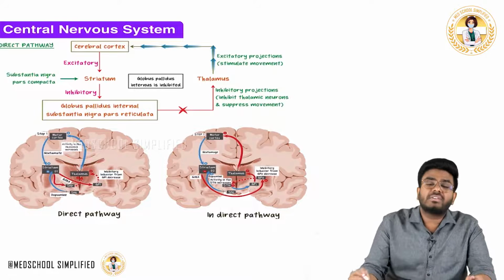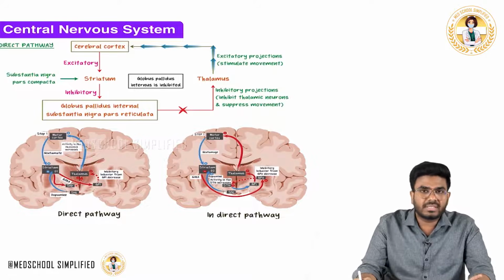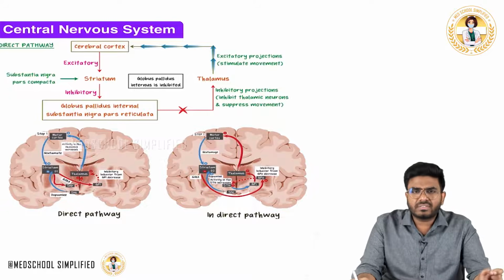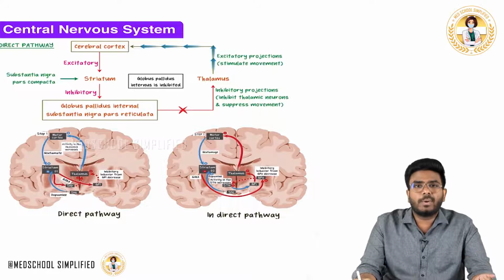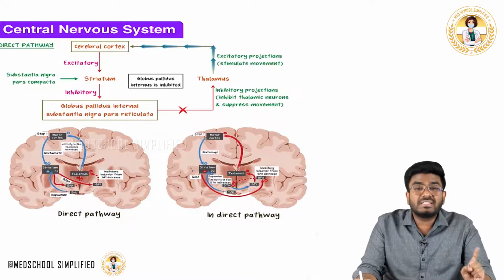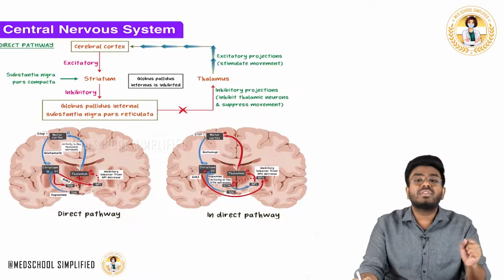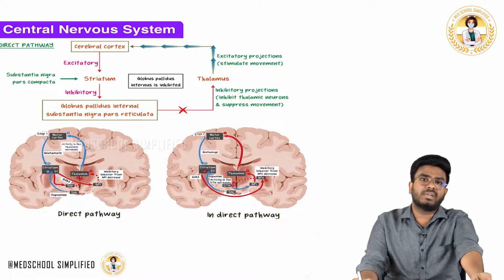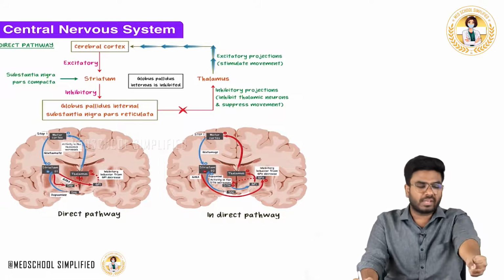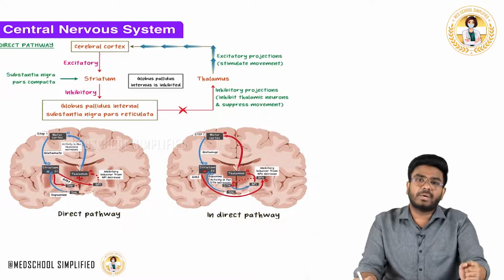There are two important pathways in the basal ganglia. One is the direct pathway, another is the indirect pathway. Right here I am telling you, the direct pathway facilitates the movements. It starts the movements. For example, starting a movement like this requires the direct pathway.